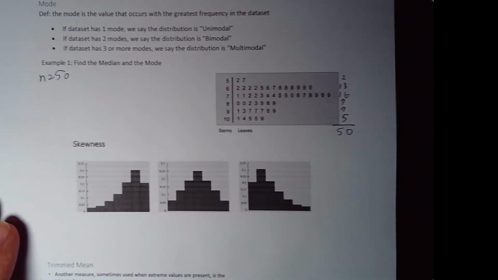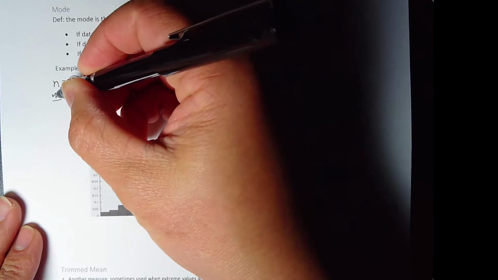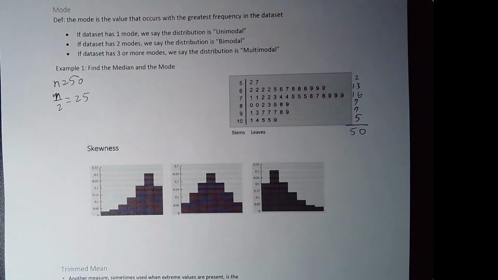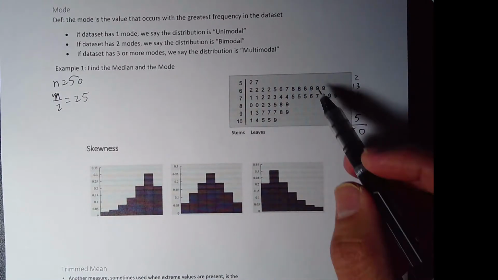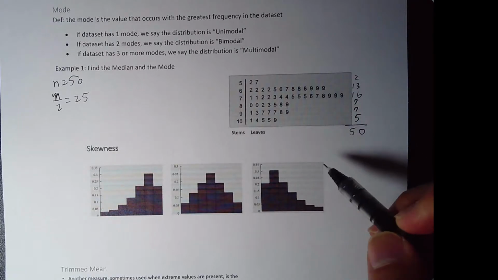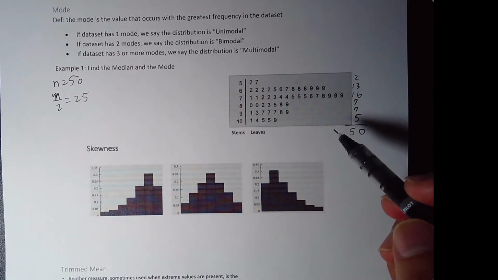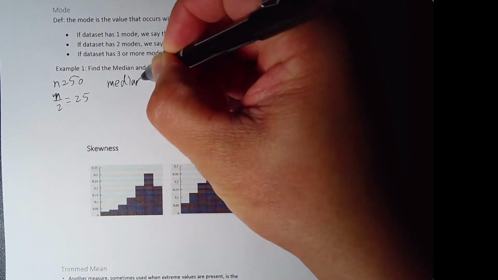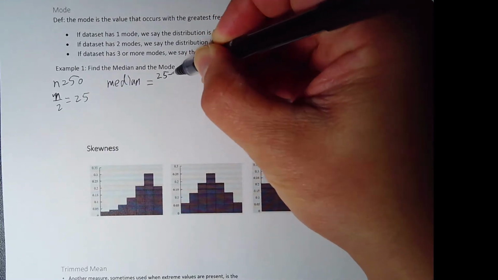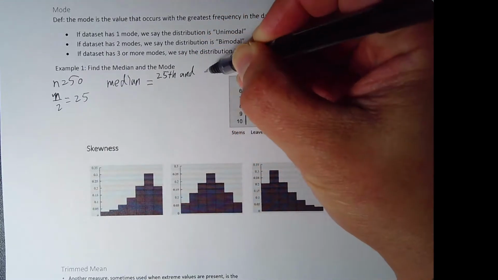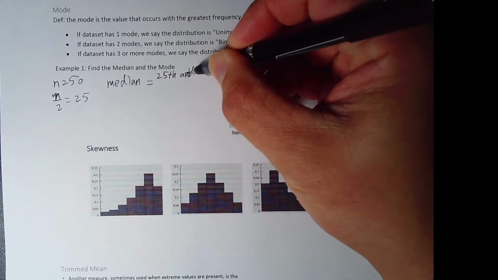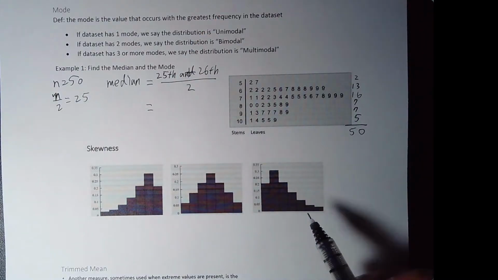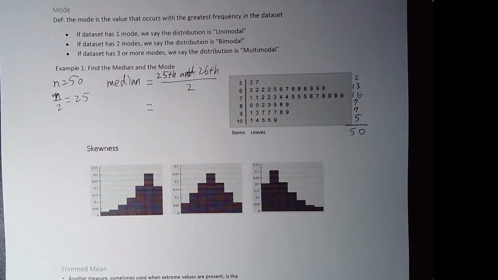Then to find my median, remember my n divided by 2 is going to equal 25. This is an even number, and that means I can cut this data set exactly in half. So now all I have to do is find the 25th position. So my median will be the average of the 25th position and the 26th position, divided by 2. So you just want to find those two. Feel free to pause to take a look first.